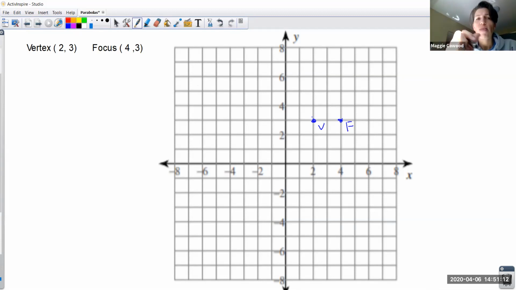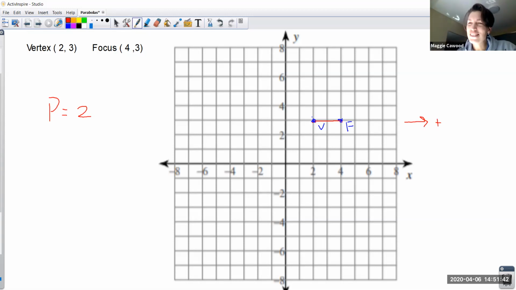Now I know a lot of information just being given 2 points, because the distance between the vertex and the focus is my p distance. So I know that p value is 2. Is it positive 2 or negative 2? From the vertex to the focus in that direction, I'm going a positive amount. So p is 2, and I'm going to go from the vertex 2 to the right.